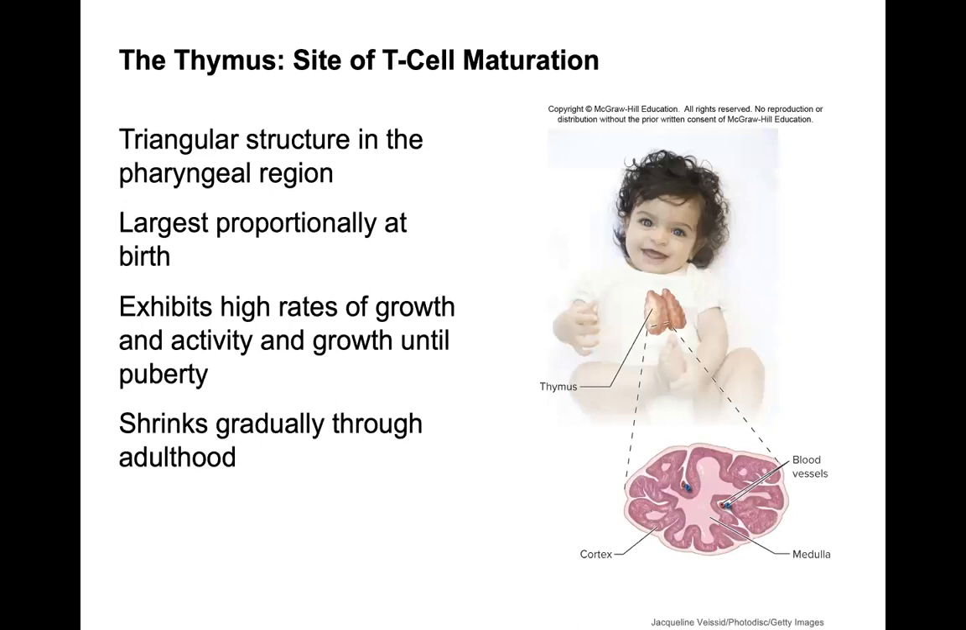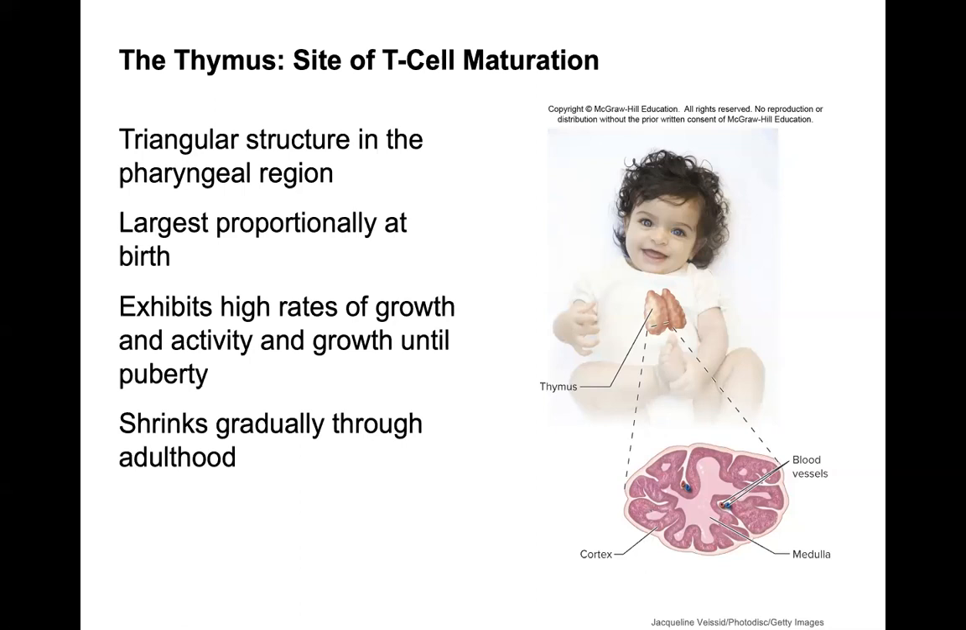So let's talk about the thymus. The thymus is going to be the site of T cell maturation. Now remember, T cells are part of the adaptive immune system. It is a triangular structure in the pharyngeal region, in the throat. It's largest proportionally at birth. It exhibits high rates of growth and activity until puberty, and it shrinks gradually through adulthood.